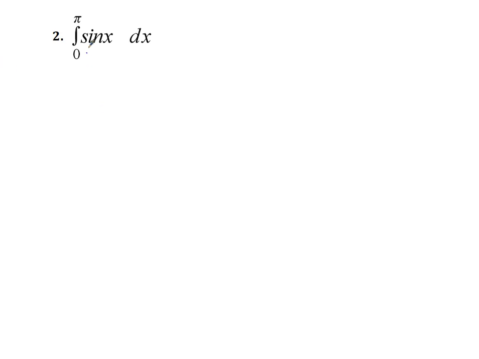The antiderivative of sine of x is negative cosine of x, and we're going from 0 to pi. Now with trig, you have to be careful, because you might say, oh, 0 is just going to be 0. Not the case when we're talking about trig. So it's going to be negative cosine of pi.